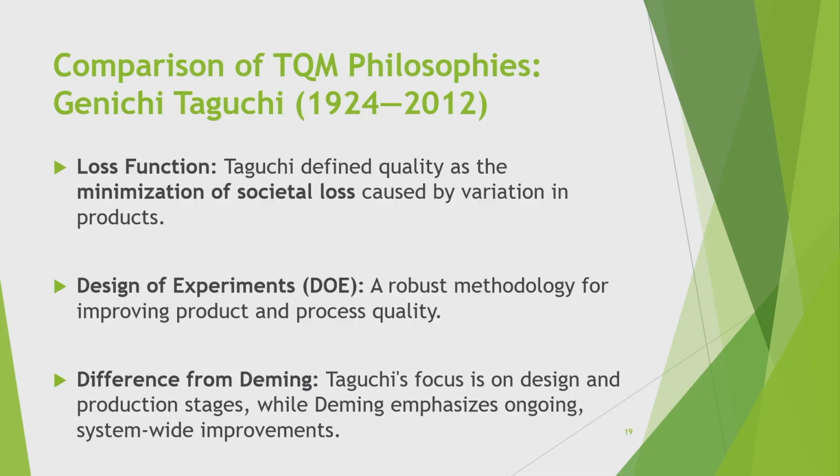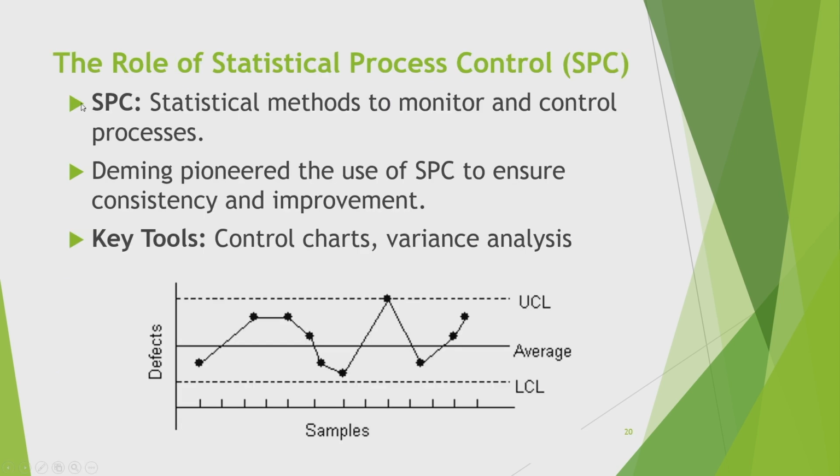The company which has more variation will not be liked by the customers, and it will have quality issues. Then he also gave the concept of design of experiments, which is a robust methodology for improving product and process quality. Some of these things we will study later. The difference from Deming is that Taguchi's focus is on the design and production stage, whereas Deming emphasizes ongoing system-wide improvements.